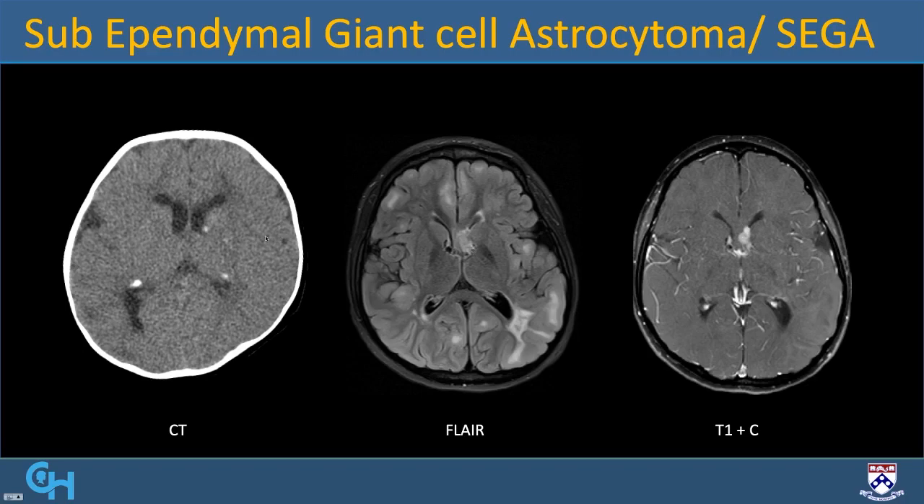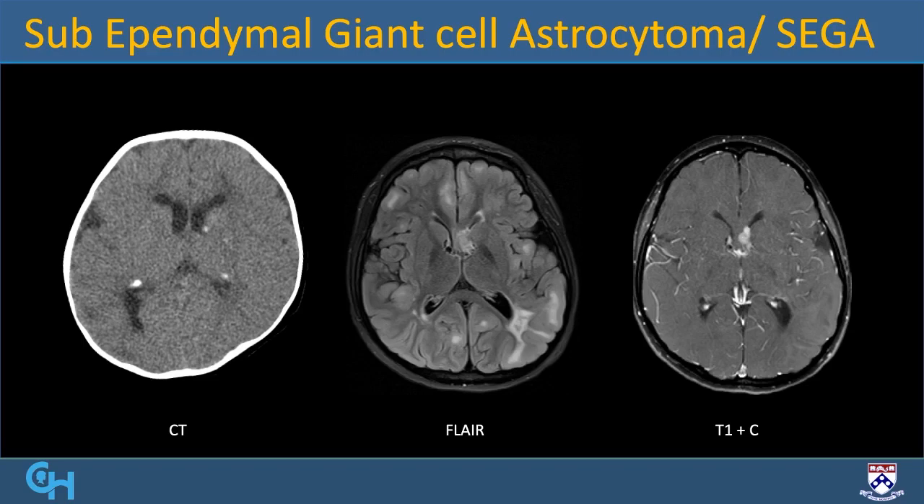Here you can see the other stigmata of tuberous sclerosis, which are characterized by calcified subependymal nodules, the cortical tubers with the radial migrational lines that are evident here on the FLAIR image, and this lobulated lesion, which is seen at the left foramen of Monro, also demonstrating enhancement. These lesions can grow and produce hydrocephalus. Hence, they need to be monitored and imaged frequently to assess whether they are growing.